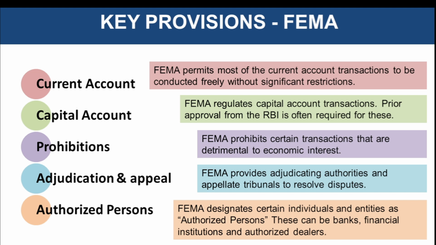Now let's come to the key provisions of FEMA. We have taken the major five provisions, starting with the first one, the current account. FEMA permits most current account transactions to be conducted freely without significant restrictions. FEMA allows a wide range of current account transactions, whether we talk about the import and export of goods and services, or the inward and outward remittances that are done.